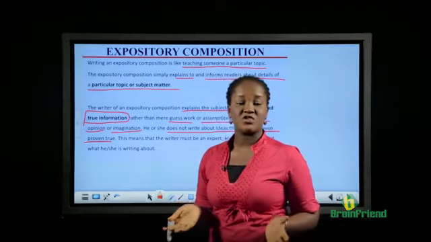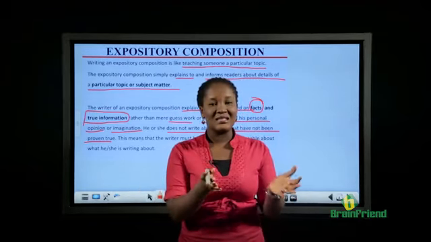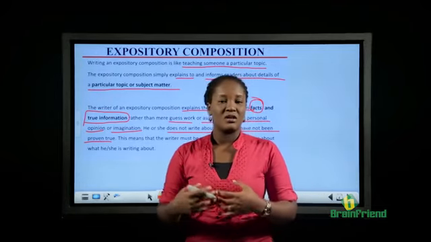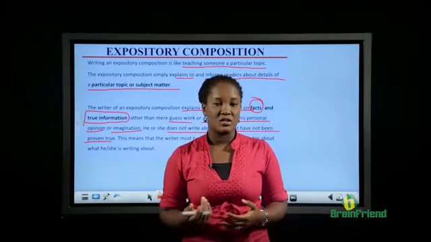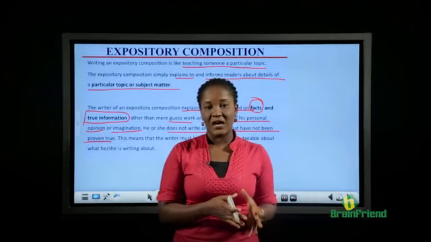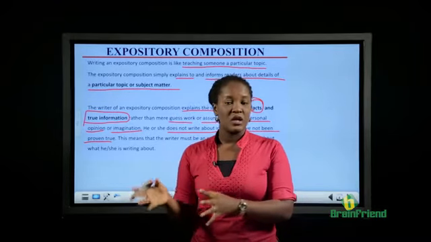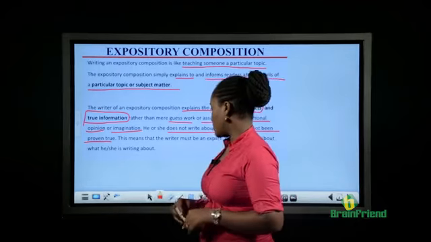The writer of an expository composition does not just imagine that something is in a particular way. He doesn't just assume or tell his readers what he feels, that is, his opinions. He proves the facts he has gathered, and when he knows that they are true, he puts them down into his expository composition.